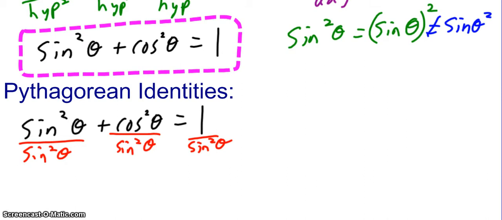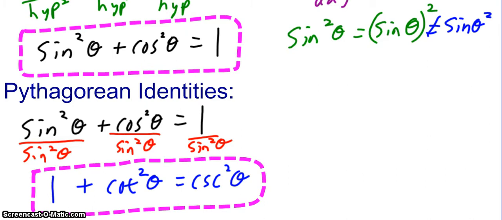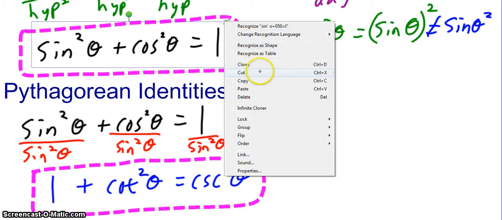Now, look at what we developed. Oh my god. 1 plus cotangent squared theta equals cosecant squared theta. Another Pythagorean identity. And let's go back one more time.